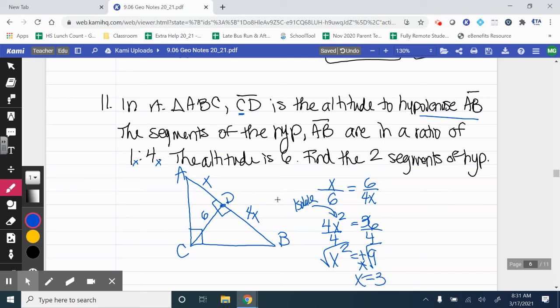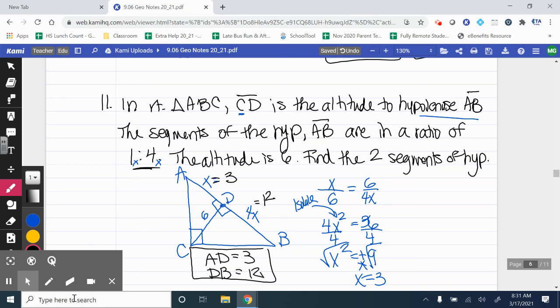It asks us to find the 2 segments, so x would equal 3 here, and 3 times 4 would give us 12. So AD in this case is 3, and DB is 12. So 3 over 12 are reduced to a ratio of 1 to 4.